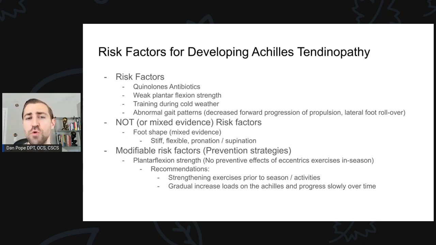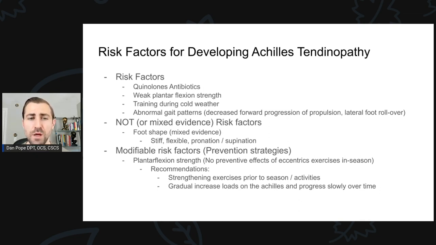So the risk factors for developing Achilles tendinopathy were quinolone antibiotics. It's a class of antibiotics that can increase your risk of having tendon problems, especially the Achilles tendon. Weak plantar flexion strength, so weak calf muscles, basically increase your risk. Training during cold weather. And lastly, abnormal gait patterns, which was decreased forward progression of propulsion and lateral foot rollover. Maybe we'll talk about these in later lectures, but this is not the topic for today.